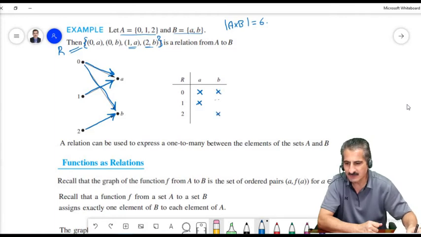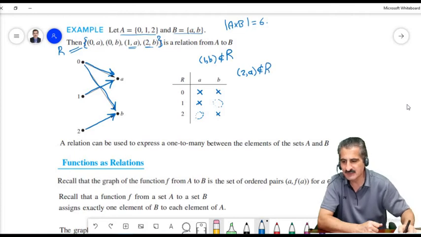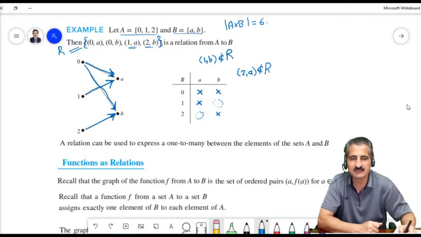Notice that we don't have anything in here because 1 is not related to B, so we will write the ordered pair (1, B) does not belong to R. And same thing here, the ordered pair (2, A): 2 is not related to A, so this does not belong to R. So this is a good way to represent a relation, and we will use it.